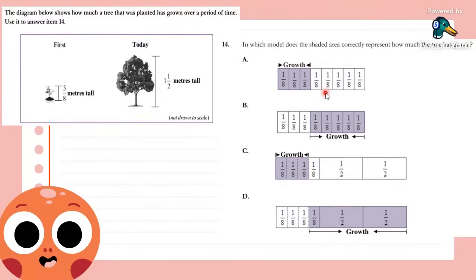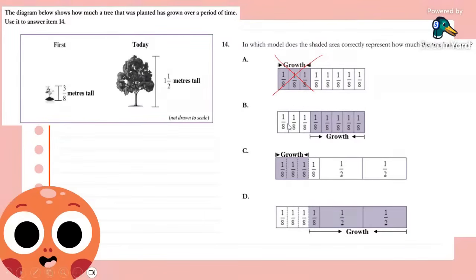by noticing something. Here, if you note, we're looking for which one shows the growth. A shows 1/8, 2/8, 3/8. But that is not the growth, that is where the tree started. The first, when the tree was planted, that is its height. So A cannot be correct for that reason. Let's look at B.